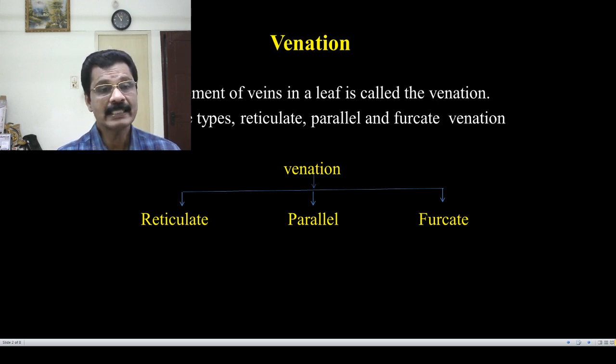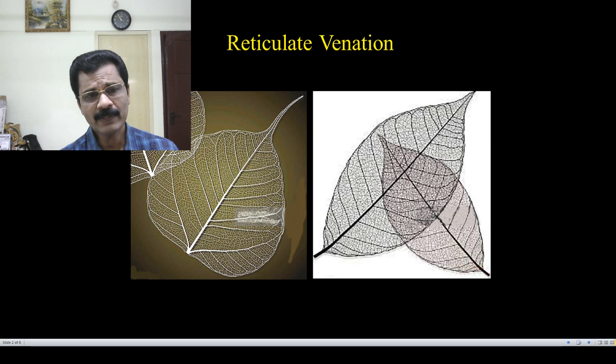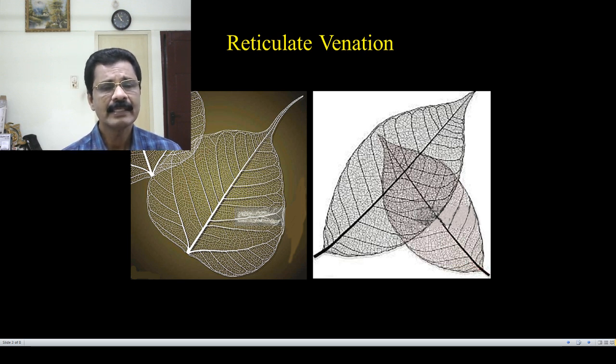There are three types of venation seen in plants. That is reticulate venation, parallel venation, and furcate venation. Reticulate venation means netted venation. That is one of the characteristic features of dicot plants. Usually, again I am using the word usually, the dicot plants have reticulate venation. That means netted venation. Here you can see netted venation. That is one of the characteristic features of dicot.